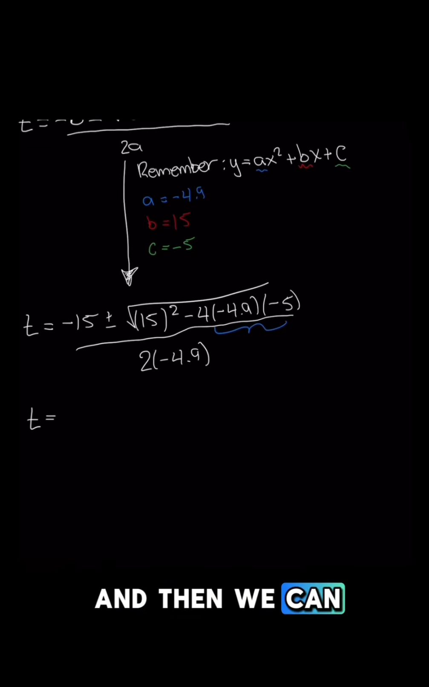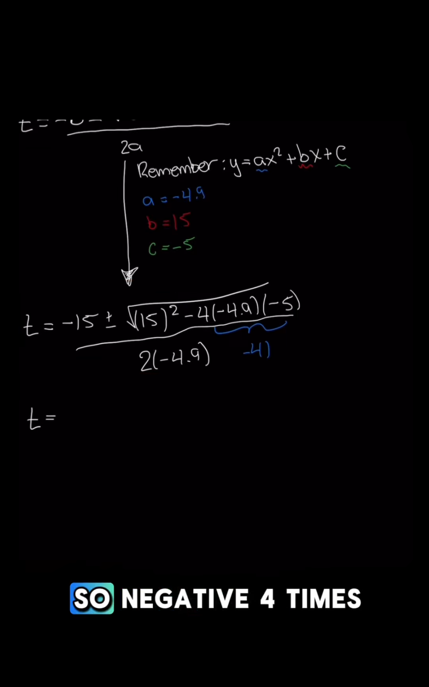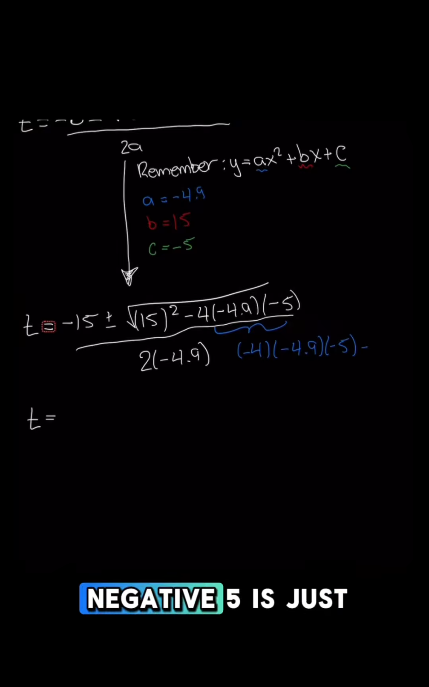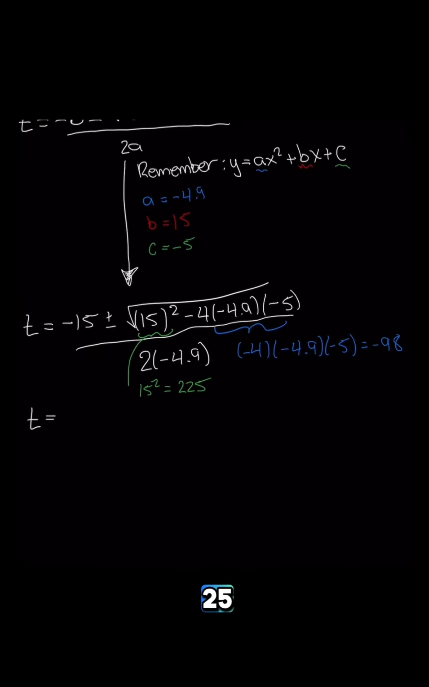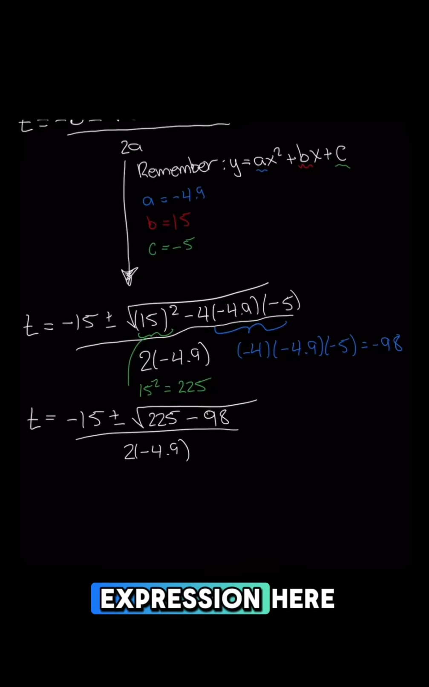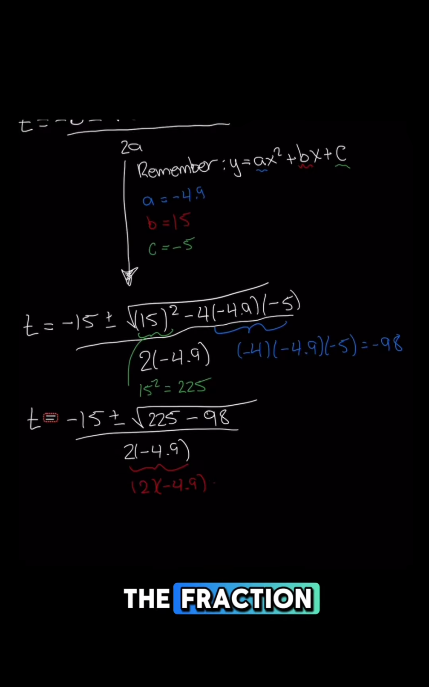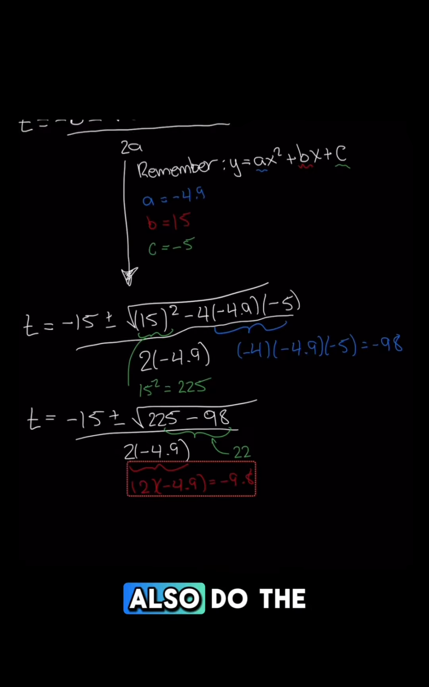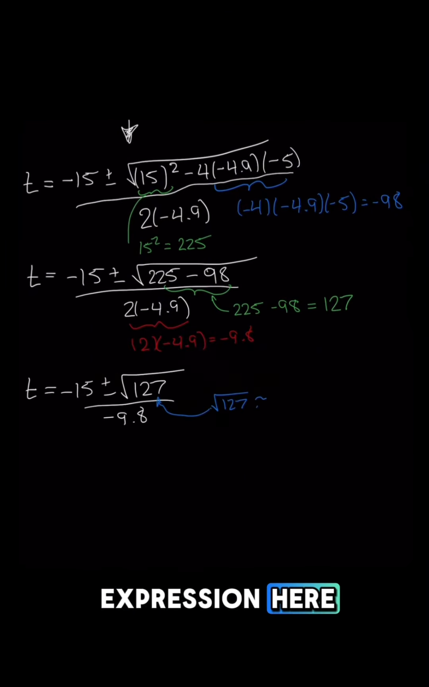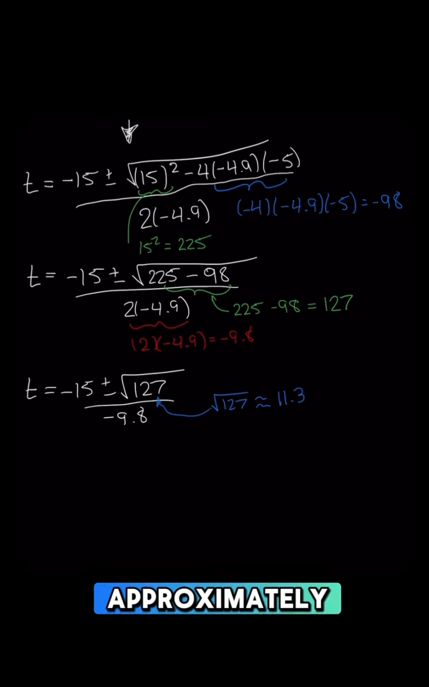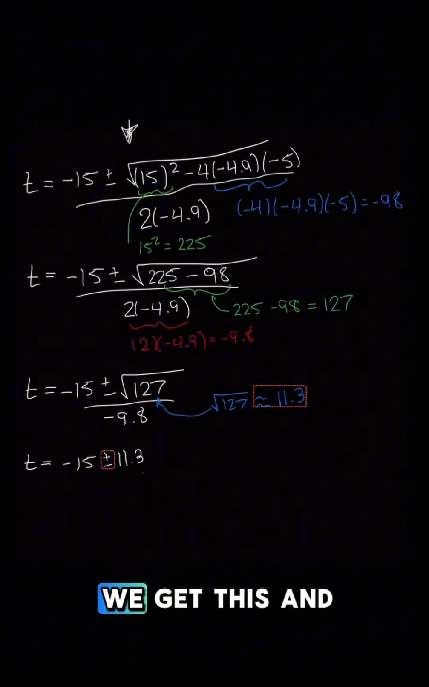And then we can evaluate what's under the square root. So negative 4 times negative 4.9 times negative 5 is just equal to negative 98. And then 15 squared is equal to 225. If we plug those values in, we get this expression here. Then we can evaluate what's under the fraction, get negative 9.8, and we can also do the subtraction here and get 127, and then plug those in and get this expression here. We can then evaluate the square root, and it's approximately equal to 11.3. If we plug that in, we get this.